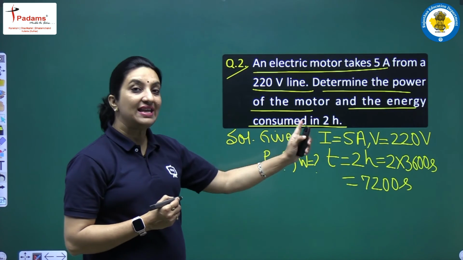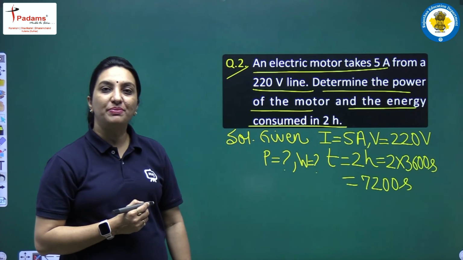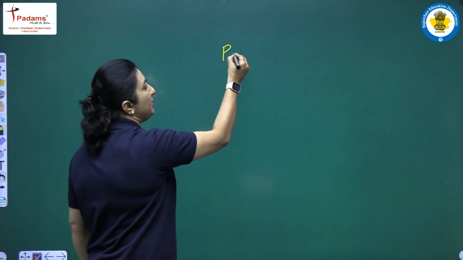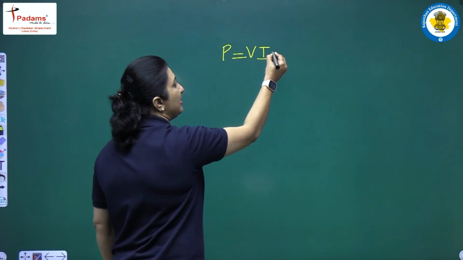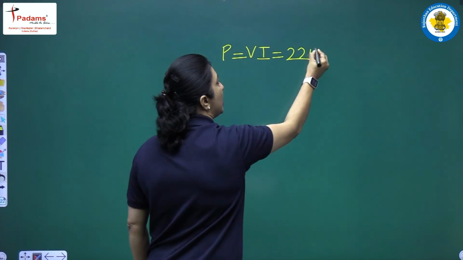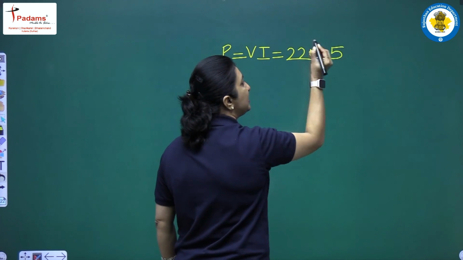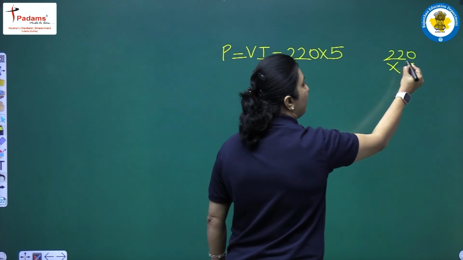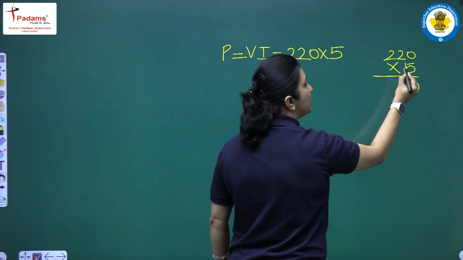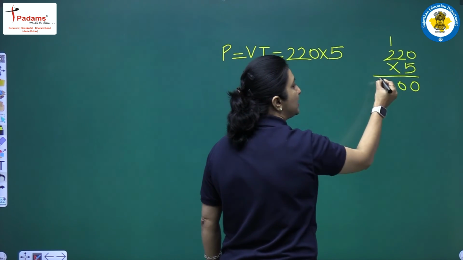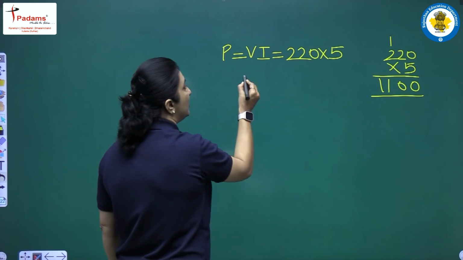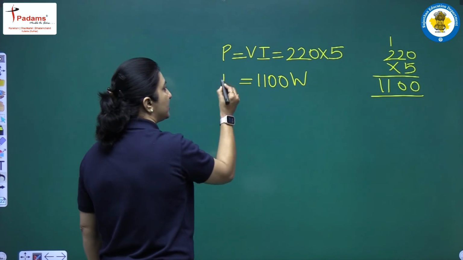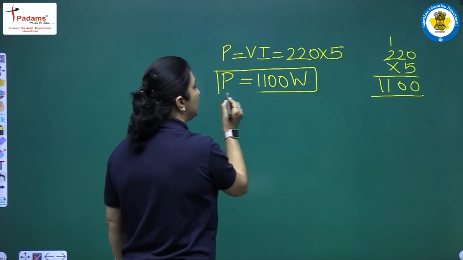Now students, what will be the formula used for calculating power? Yes, here we are given I and V, so we will use the formula P is equal to VI. So if I use the formula P is equal to VI, then V is given as 220 and I is given as 5. So if I multiply this 220 by 5, what I get is 5 zeros are 0, 5 twos are 10 and 5 twos are 10, that is 1100. So the power comes out to be 1100 watts.